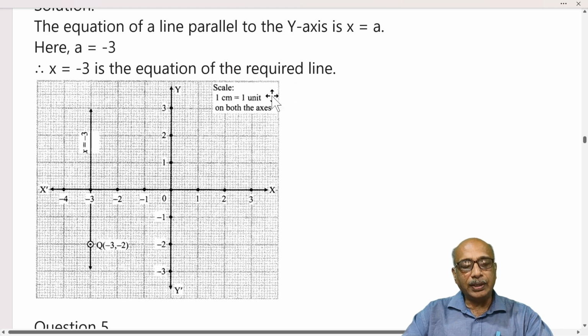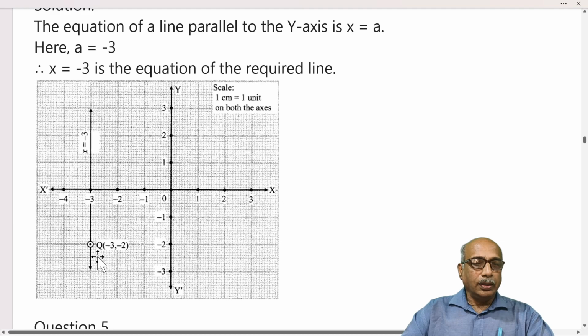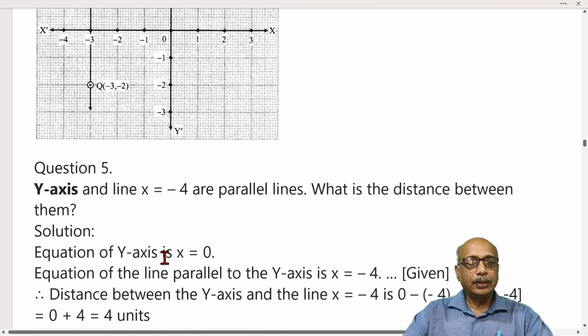To draw, very easy: plot Q (minus 3, 2) and draw a line passing through this. The equation of this line will be x equals minus 3, which will be parallel to the y-axis. Next question.